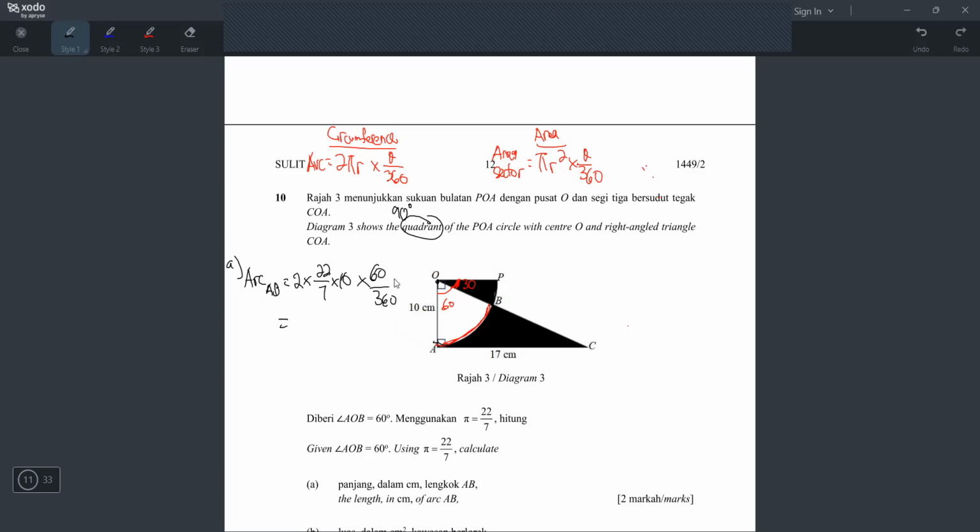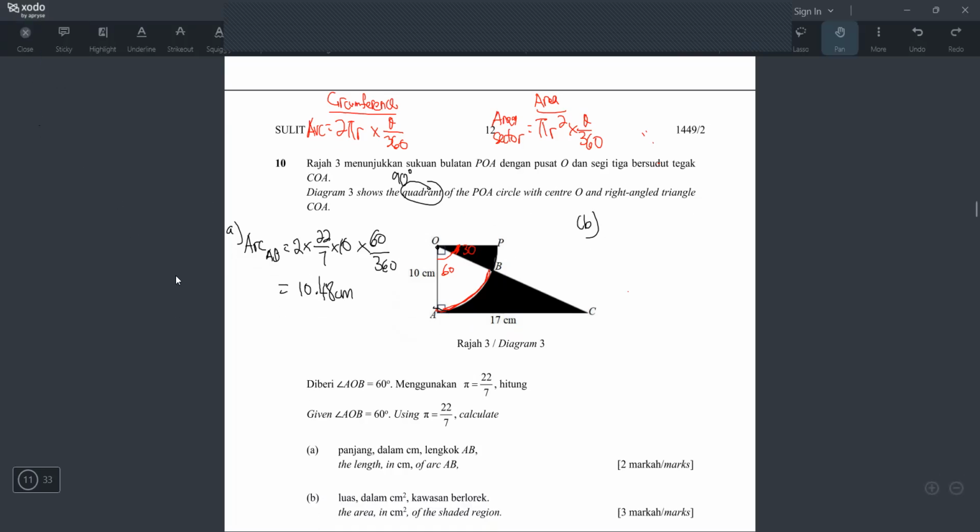Divide 360, divide 7. That's how I press usually. Okay, 10.48. That's the answer, right? I usually write in 4 significant figures. Okay, soalan B pula. Let's scroll down a bit.